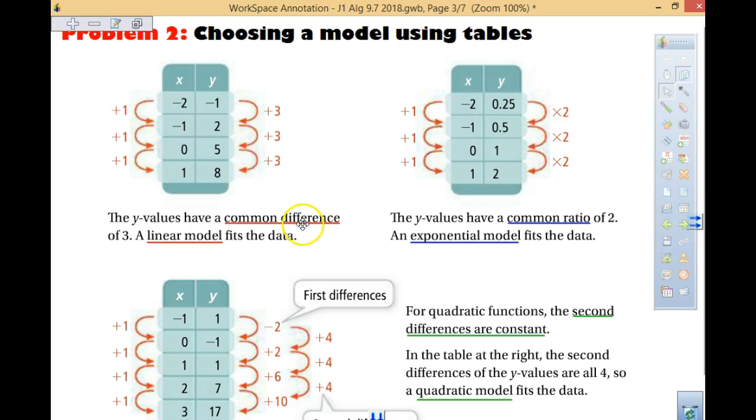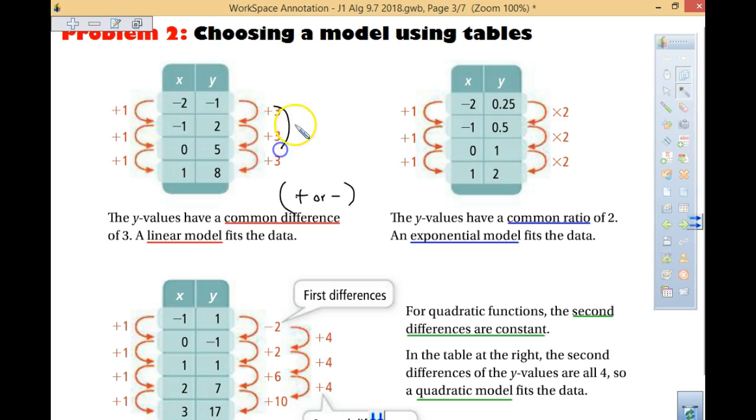When the y's have a common difference, remember going way back to our linear, this is when you are adding or subtracting the same thing. A common difference might be adding, or you could be subtracting that same number every single time. Sometimes they might skip a number, like they might not have this -1, but they'll go from -2 to 0, then they'll go 0 to 1. This would still be a change in 6 divided by a change in 2.